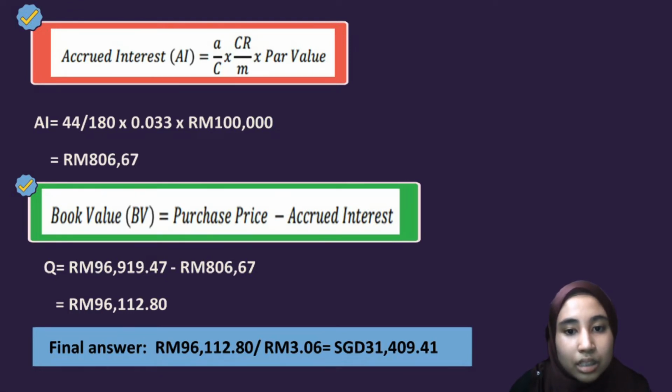Thus, 96,112.80 divided by 3 ringgit 06 is equal to Singapore dollar 31,409.41. Now we are done with question A1.